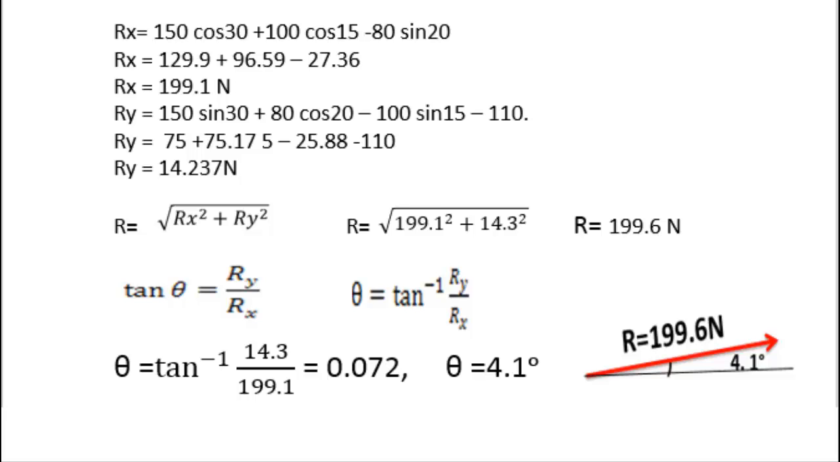To find the inclination of the resultant, or the angle between the resultant and the x-axis, we must find theta. Theta can be calculated from tan theta, which is equal to Ry over Rx. And theta will be equal to tan inverse Ry over Rx, which is tan inverse 14.3 over 199.1, which equals tan inverse 0.07. This means theta equals 4.1 degrees.